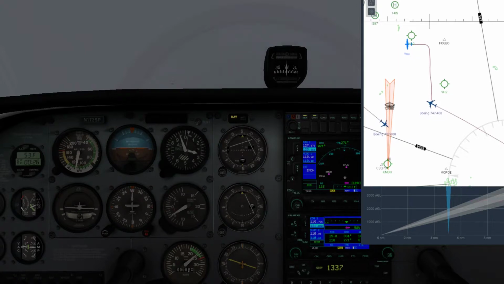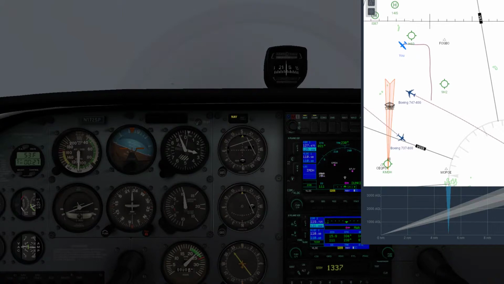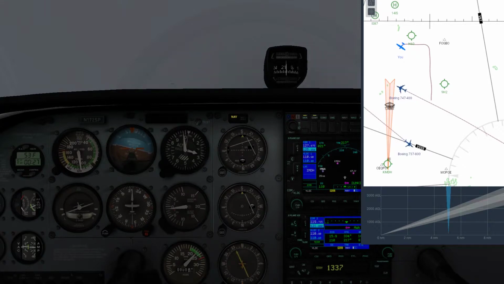What might sound like: Skyhawk 172 Sierra Papa, turn left heading 210, maintain 3000 till established, cleared ILS runway 18 left to the Southern Illinois Airport. And I would read most of that back: Turn left heading 210, maintain 3000 till established, cleared ILS runway 18 left, 172 Sierra Papa.